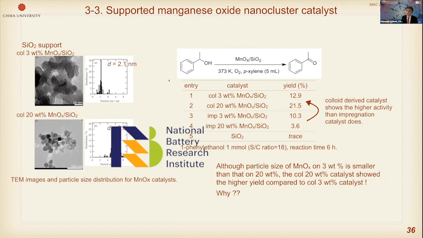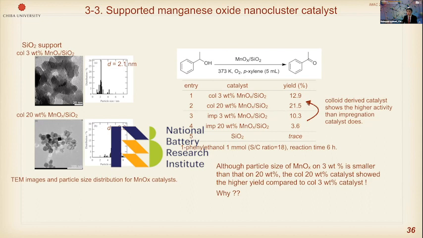Okay, and moving to the catalyst results. Here is the result of the 1-phenylethanol oxidation reaction to get acetophenone. In this case, interestingly, entries 3 and 4 are the impregnation catalysts, and 1 and 2 are the colloid-derived ones. The colloid-derived catalyst shows a higher activity compared to the impregnation catalyst.